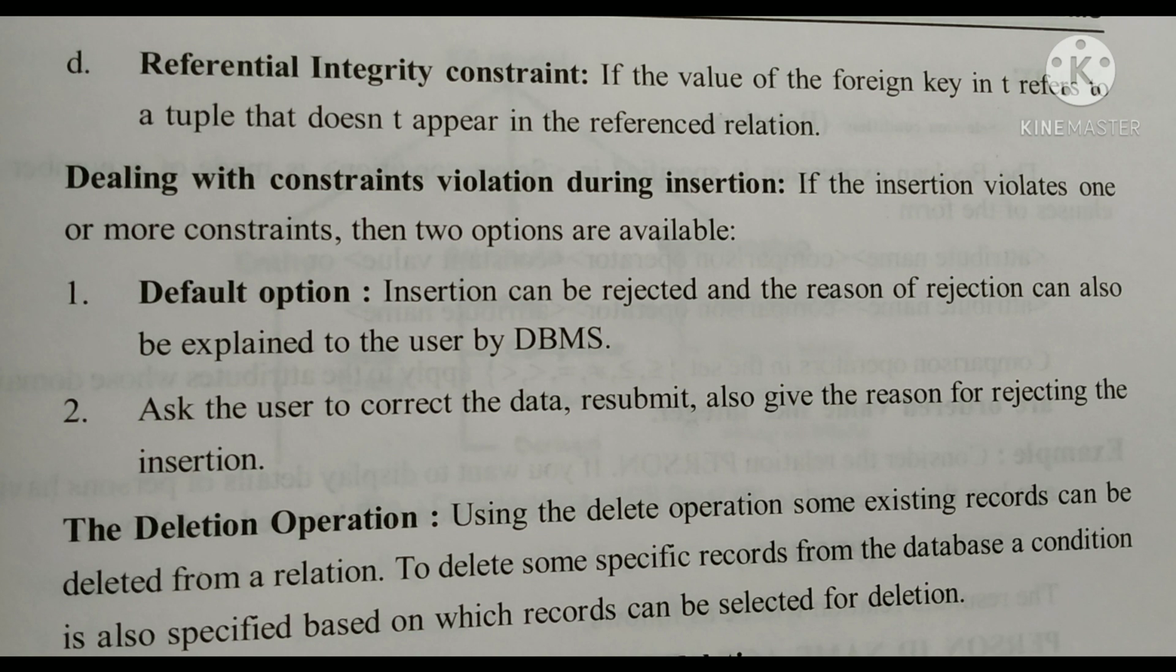These are some relational constraints. There are 3 types of relational constraints: domain constraints, primary key constraints, and integrity constraints. Integrity constraints again we can divide into 2 types: entity integrity constraints and referential integrity constraints. Then you can discuss another part, that is updation operations and dealing with constraint violations.